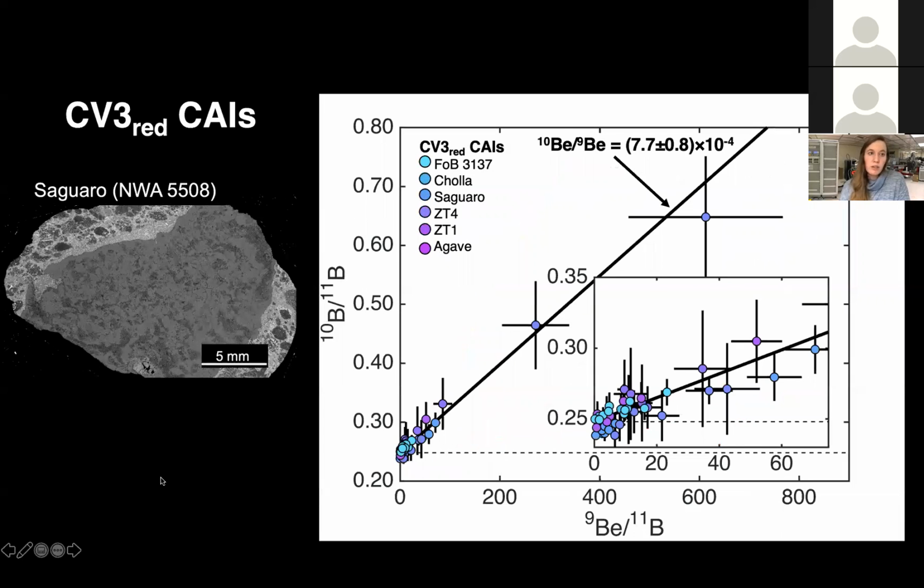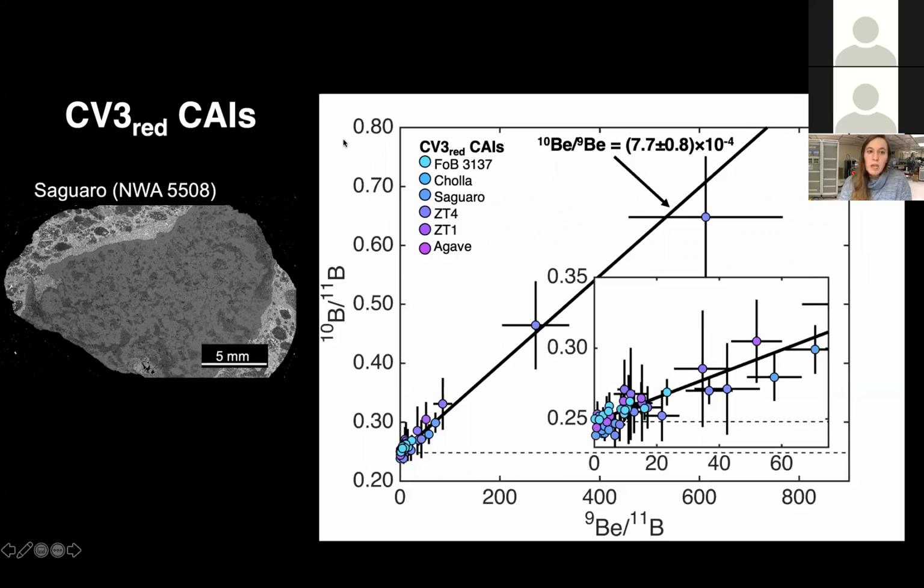And here's another group of CAIs that are from CV3 reduced type chondrites. This one's called Saguaro, which is in this bluish color. Here there don't seem to be any outliers really. All of the CAIs lie on this regression line that's a 10-beryllium to 9-beryllium ratio of 7.7 plus or minus 0.8 times 10 to the minus 4.